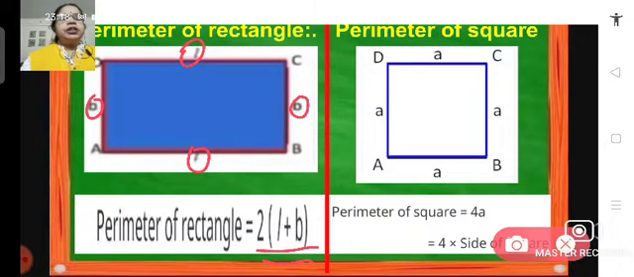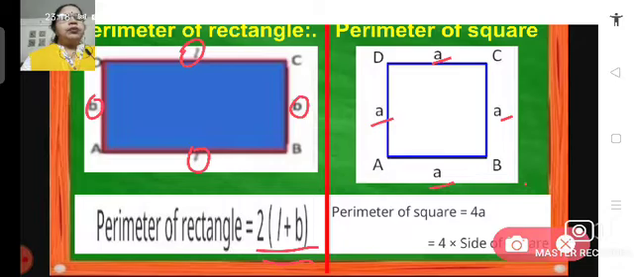Similarly, the perimeter of a square is equal to 4 into side. Why? Because all the sides of a square are equal. So, the perimeter of a square will be equal to 4 into side.